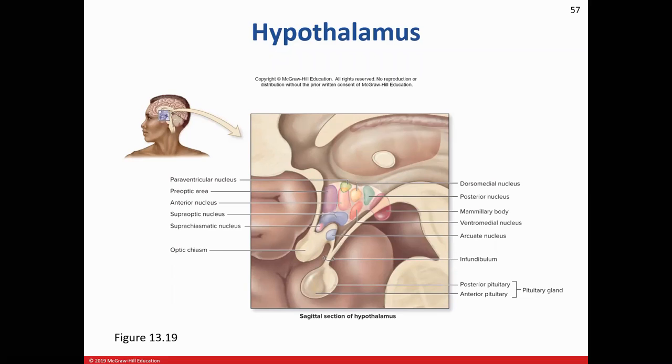So here we have our hypothalamus. And you'll notice that here's our thalamus, and then just inferior and anterior to the thalamus is our hypothalamus. You'll be able to identify a lot of these nuclei again, but then we also are able to identify that infundibulum, which is again the stalk that helps to connect the pituitary gland to the hypothalamus.